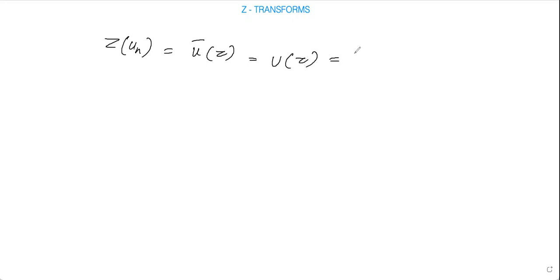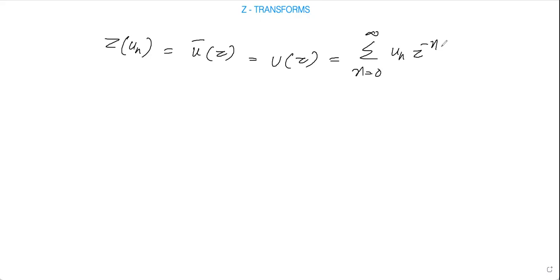Let us look at Z transforms. Let us see some of the formulas related to Z transforms. That is, Z of un is written as U bar of Z, or U of Z, which is summation n is equal to 0 to infinity un z power minus n.